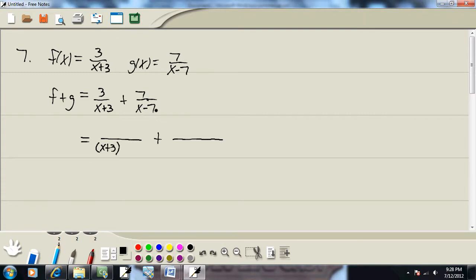Then I go to my next factor, the x minus 7, and I'm looking for the greatest number of x minus 7's in any single denominator. There's none here, there's 1 here. So the greatest number of x minus 7's in a single denominator is 1. So that's our LCD.